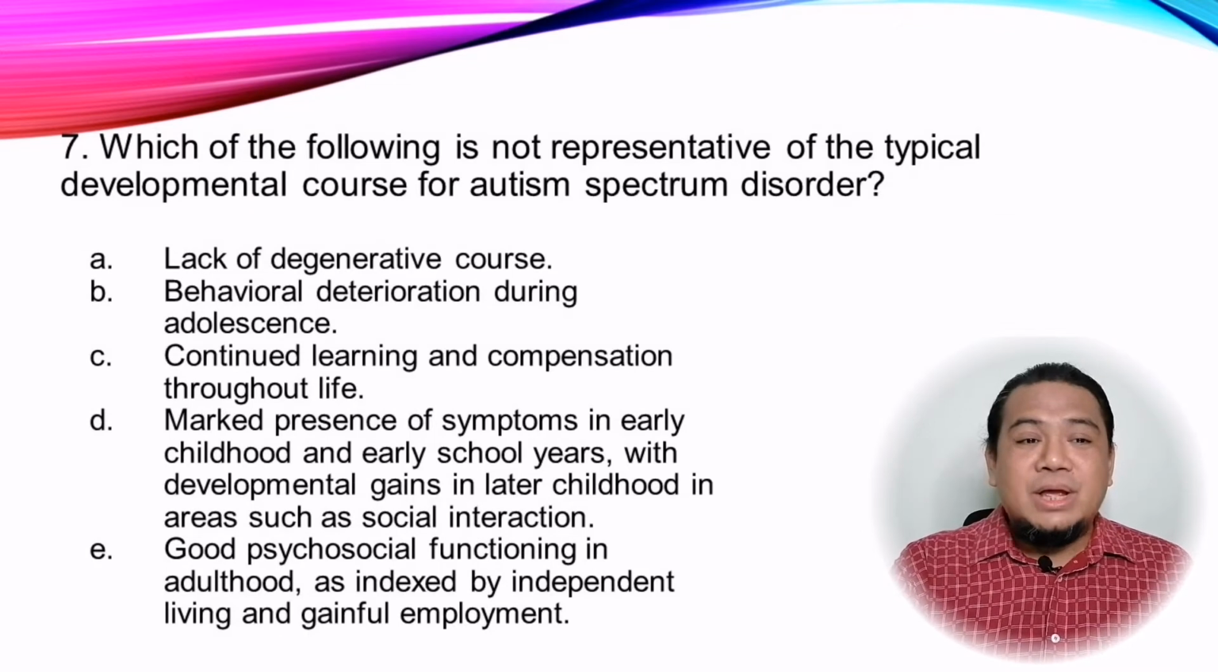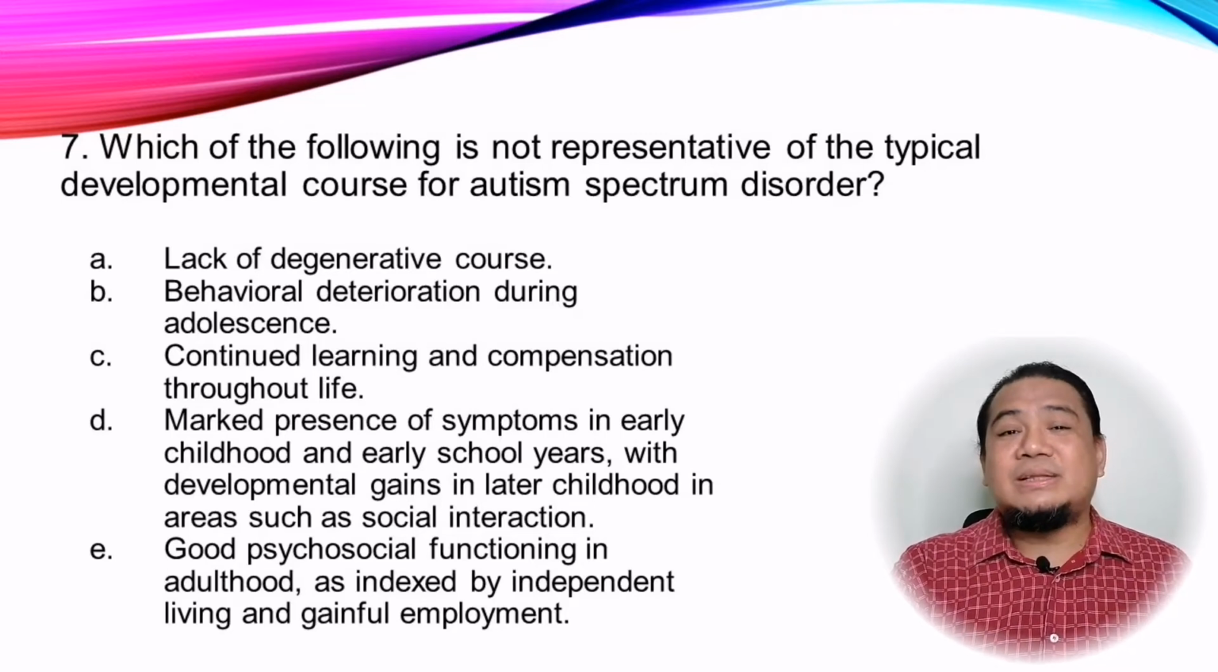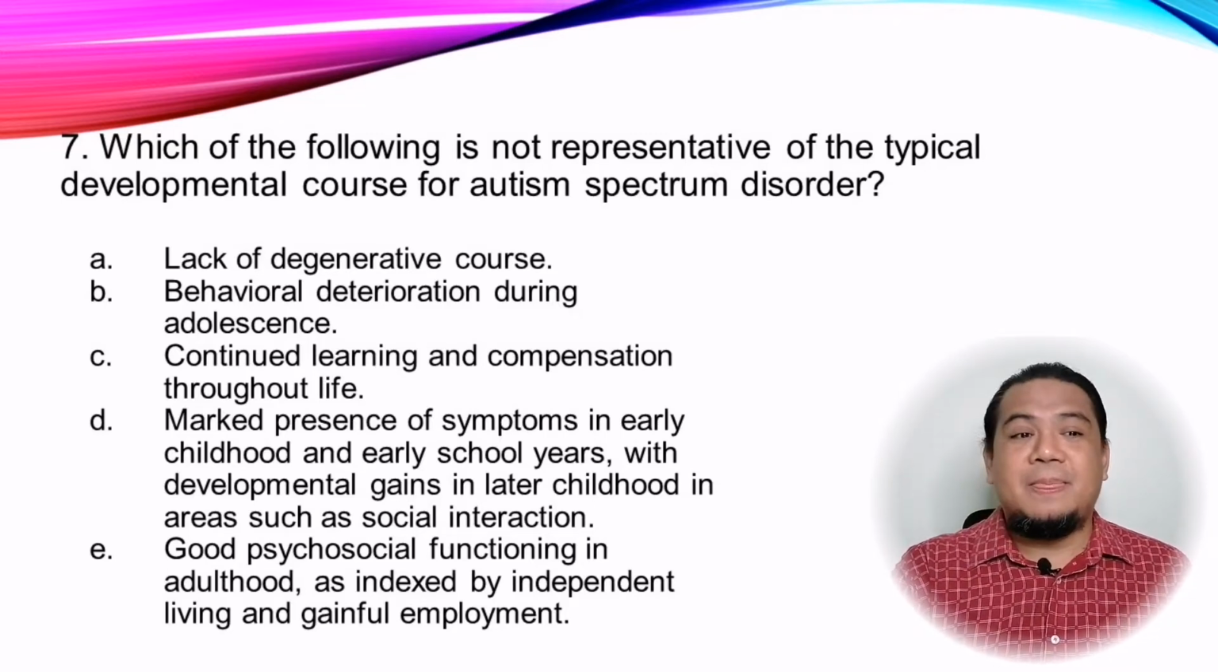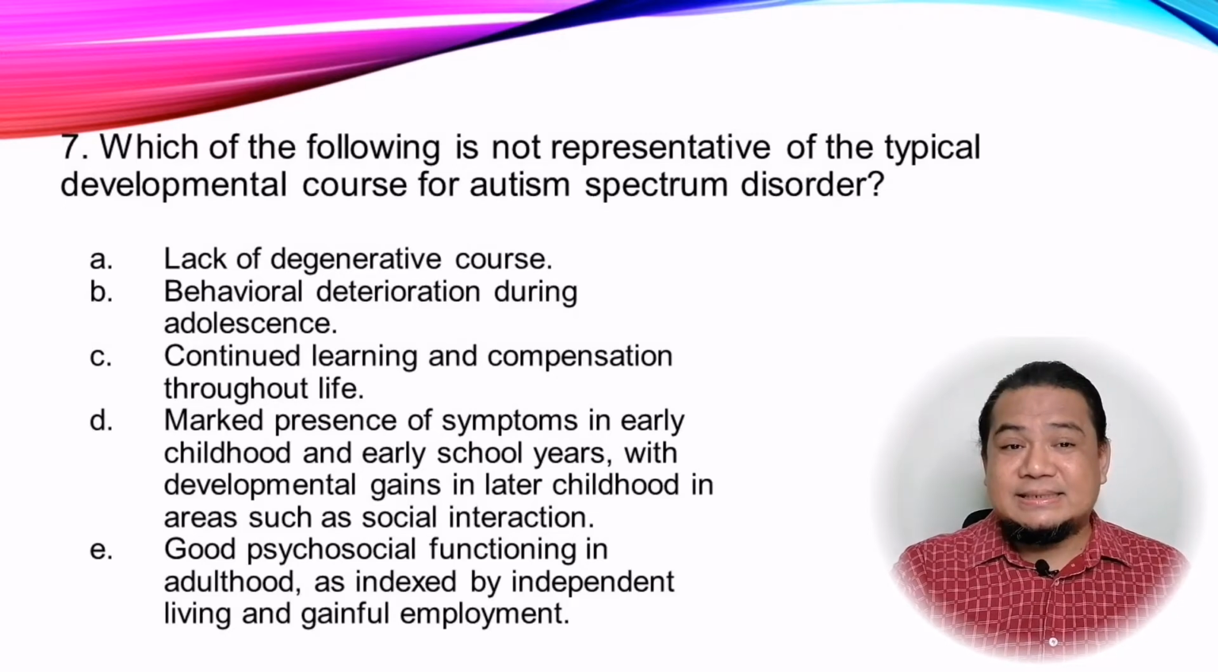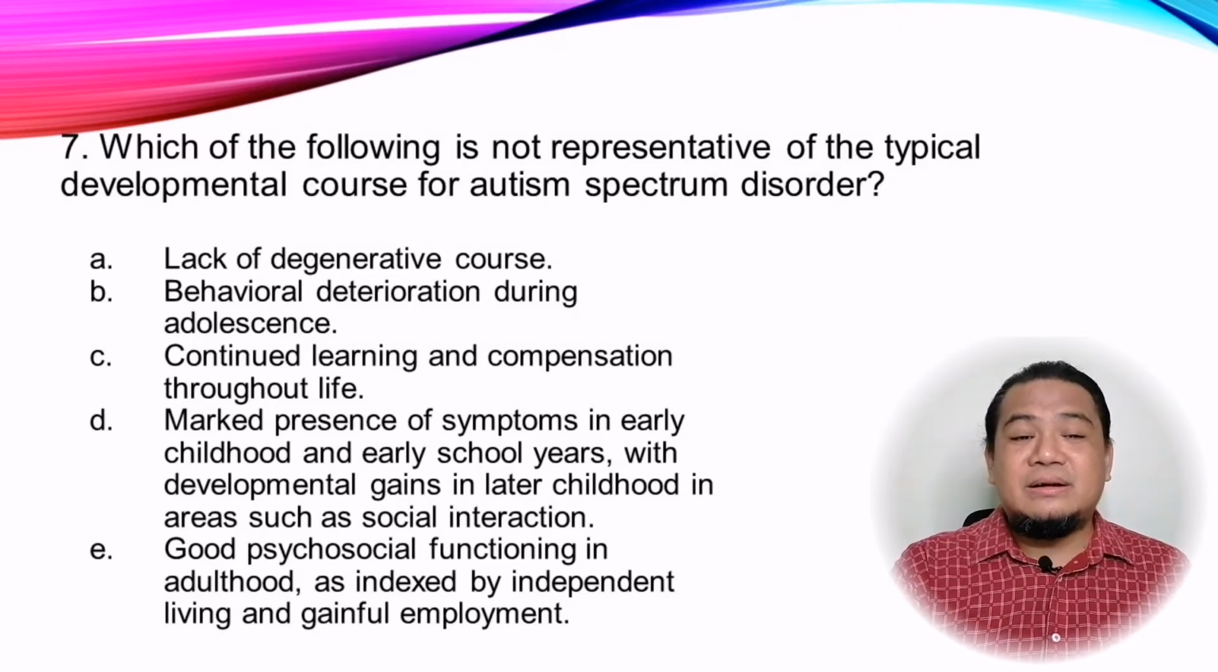Number 7, which of the following is not representative of the typical developmental course for autism spectrum disorder? Is it A, lack of degenerative course? B, behavioral deterioration during adolescence? C, continued learning and compensation throughout life?